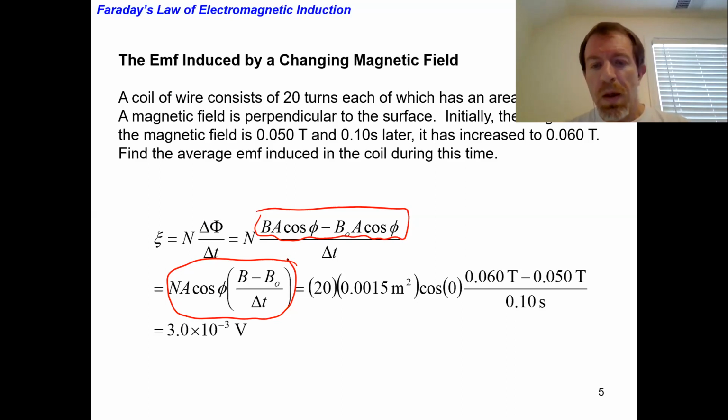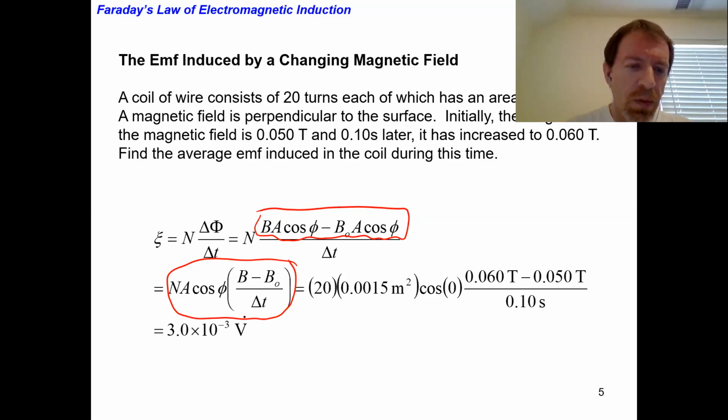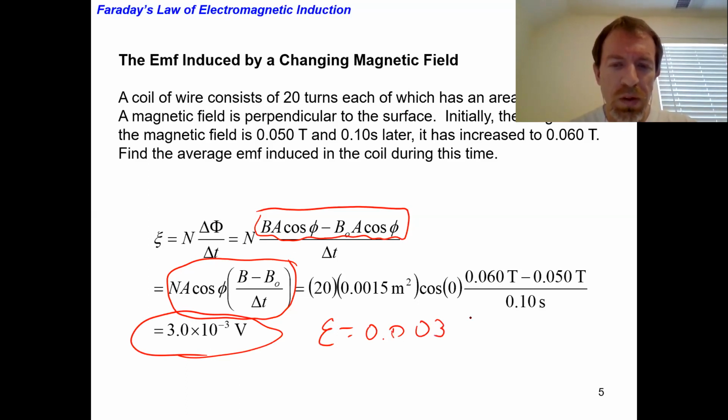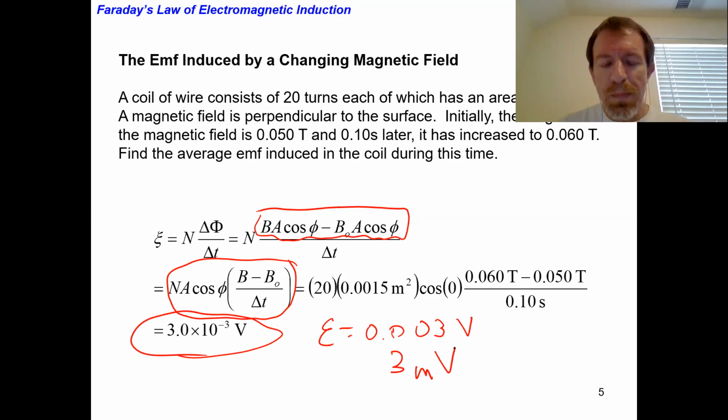All right. Plug and chug, and what do we get? We get that our induced voltage there is what? 0.003 volts, or 3 millivolts. Okay, so pretty small voltage, but that's all right. That's the result we get anyway.